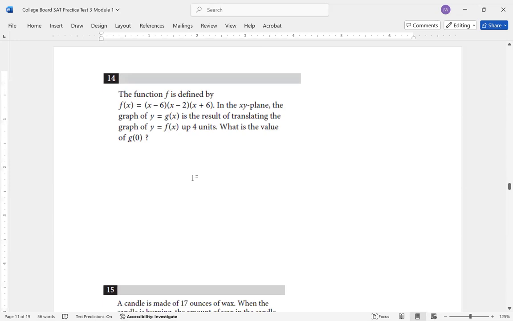Question 14. The function f is defined by f of x is equal to x minus 6 times x minus 2 times x plus 6. In the xy plane, the graph of y equals g of x is the result of translating the graph y equals f of x up 4 units. What is the value of g of 0? So basically what's going to happen is g of x is equal to translating the graph up 4 units of f of x. That means I'm going to take my f of x and then I'm just going to add 4 to it.